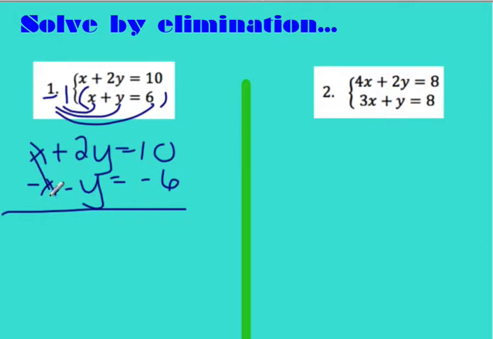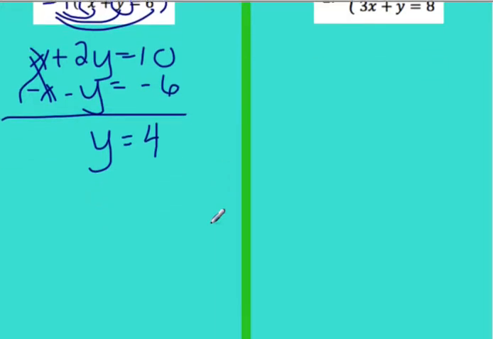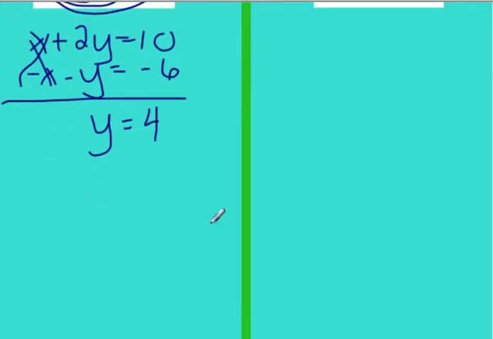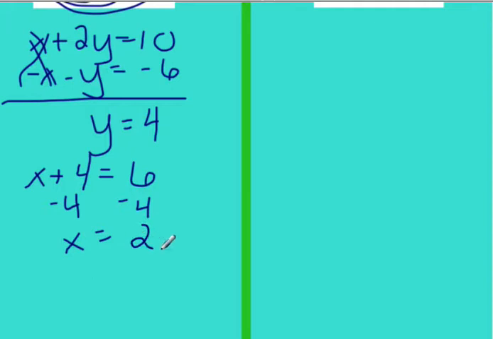So x minus x is going to cancel out. 2y minus y is going to give me y, and 10 minus 6 is going to give me 4. So now I know that y is equal to 4, so I can plug it in there or there. Remember, it doesn't matter which one you plug it in for. I'm just going to plug it into the bottom one. Then I get x plus 4 is equal to 6. So I'm going to solve this for x. I'm going to subtract 4 from both sides, and I get that x is equal to 2.